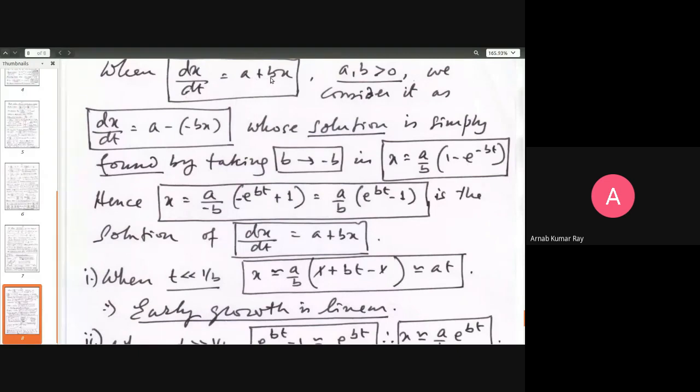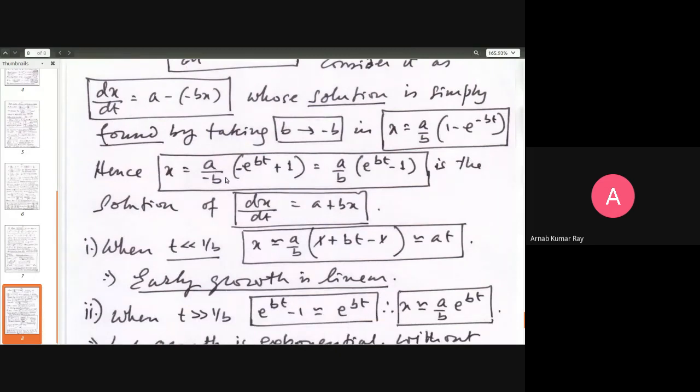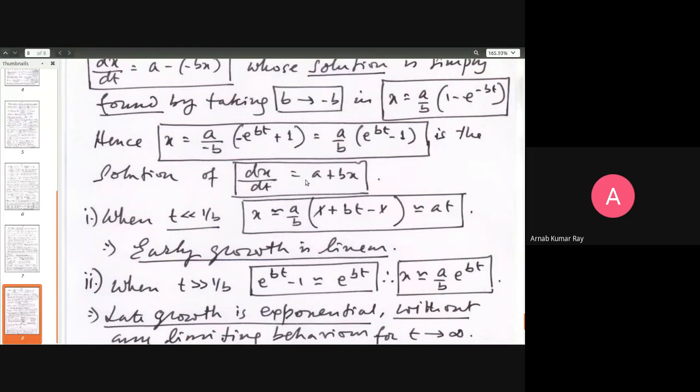So this is the solution we found for a minus bx type function. And now it's a plus bx. So a plus bx can be reduced to a minus of minus b. So make b go to minus b in this formula. So a by minus b into minus of e raised to minus of minus b, which will be plus b, e raised to minus bt plus 1. Then you put the minus b inside, and it will be a by b into e raised to bt minus 1. This is the solution of dx/dt is equal to a plus bx. So then again, it's the same thing.